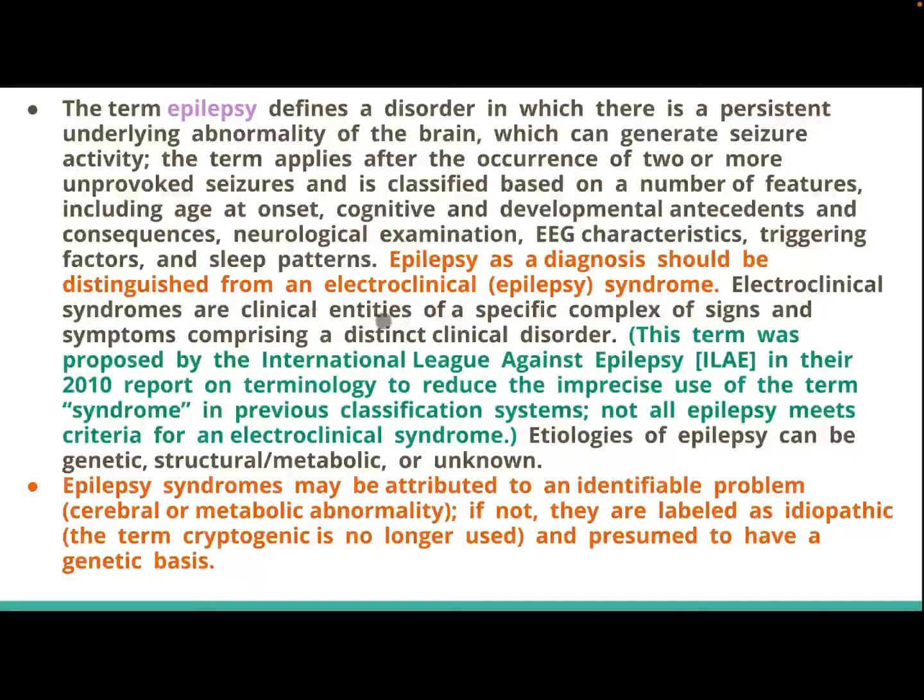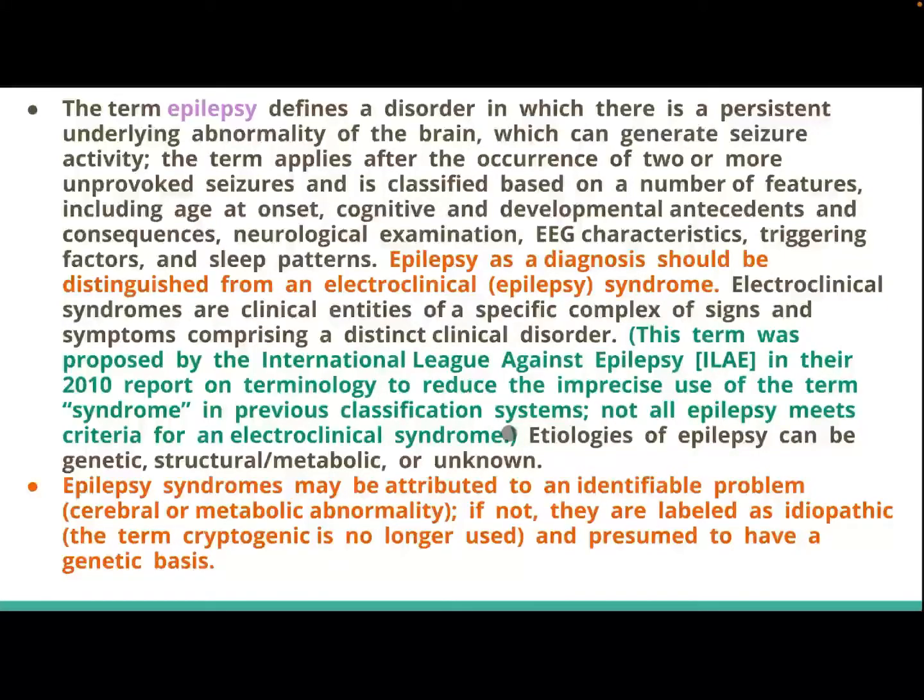Electroclinical epilepsy syndromes are clinical entities of a specific complex of signs and symptoms comprising a distinct clinical disorder. This term was proposed by the International League Against Epilepsy, ILAE, in their 2010 report on terminology to reduce the emerging use of the term syndrome in previous classification systems. Not all epilepsy meets criteria for electroclinical syndrome.